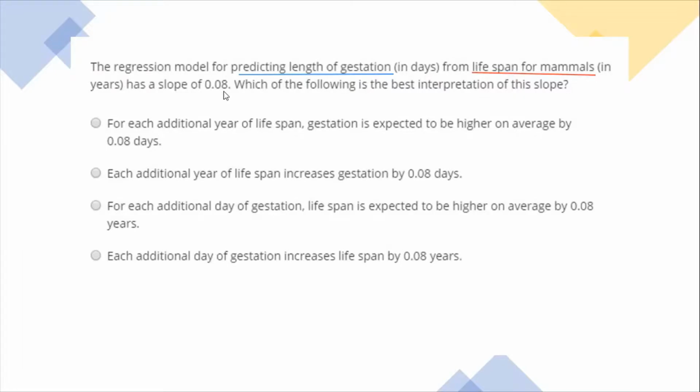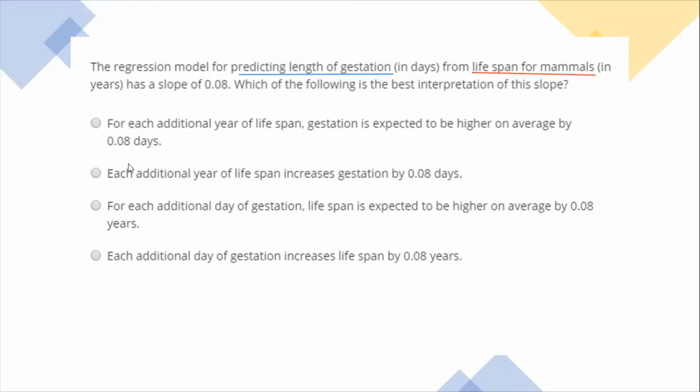So the interpretation is for each additional year of lifespan, if we give it a 1 unit increase in lifespan, this is a positive association. So the length of gestation will go up 0.08 units. For each additional year of lifespan, gestation is expected to be higher on average by 0.08 days. So this one is the correct answer, the first one.